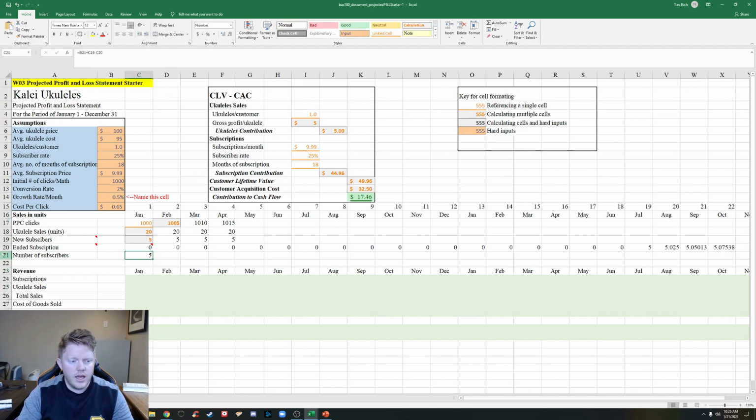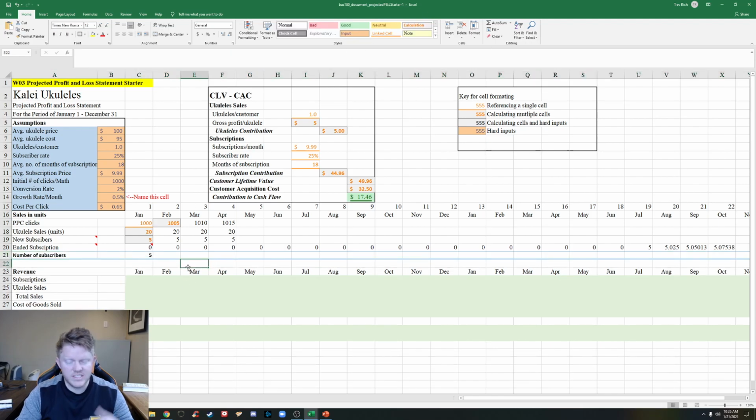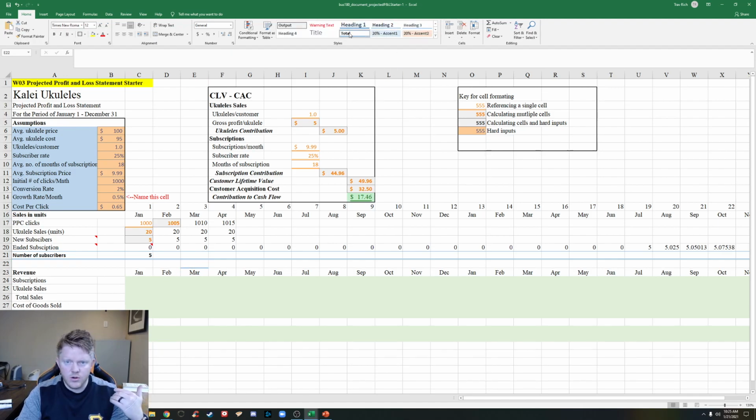Okay, I like to have this be in a different format. This is kind of like the total. This is my final calculation, number of subscribers. I'm going to format this entire row as a total, and then all I'm going to do is drag this over. Boom. Okay, hopefully this makes sense so far.